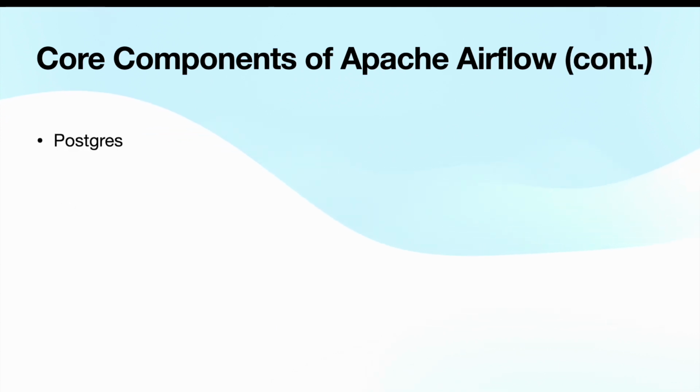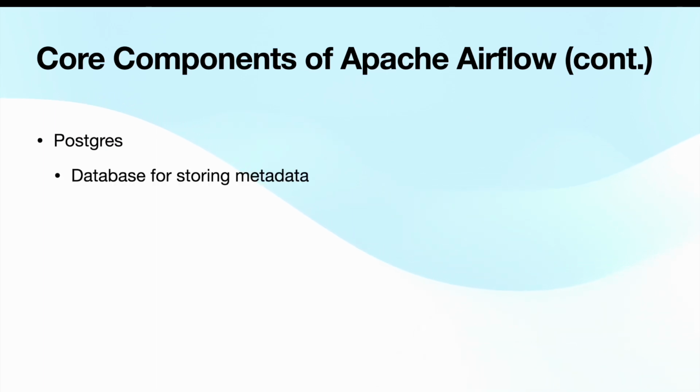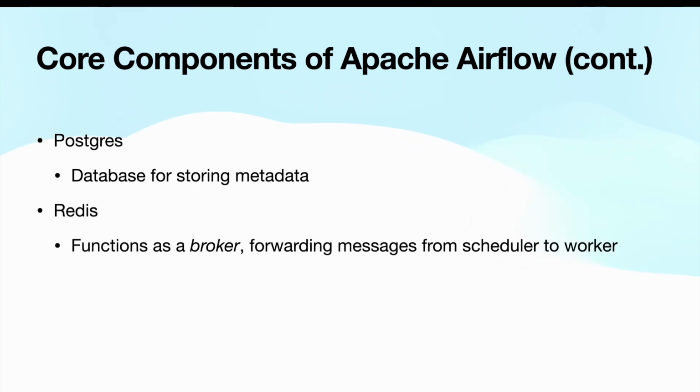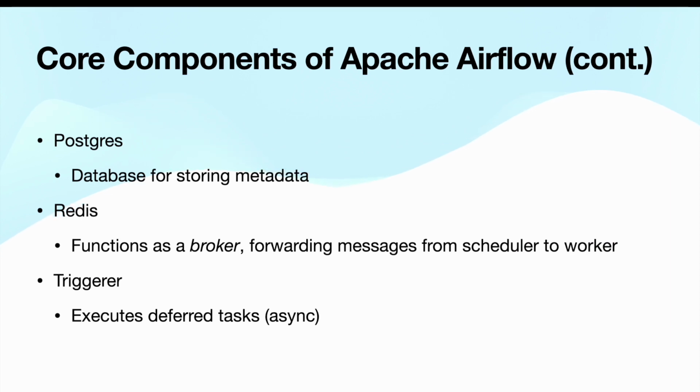And we have on the next slide the Postgres database, which is also deployed when it's about the Helm chart. There are several ways to install it, and I'll use the Helm chart. I didn't mention it before, but this comes with the Helm chart. This is Postgres, just for storing the metadata about the tasks, the DAGs and the executions. We have Redis, which functions as a broker, forwarding messages from the scheduler to the worker. And we have the triggerer, which executes deferred tasks, some kind of async loop.